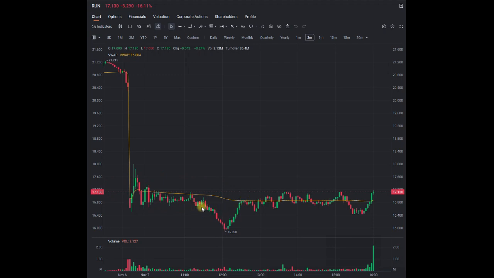Okay, so in this case, what happens? You short it at the red line. It comes down and V-shapes up, you exit at the entry. So no harm, no foul, because again, when the stock is more than 1% in the money, you lower your stop loss, in this case, to the entry. So you create a no loss strategy.